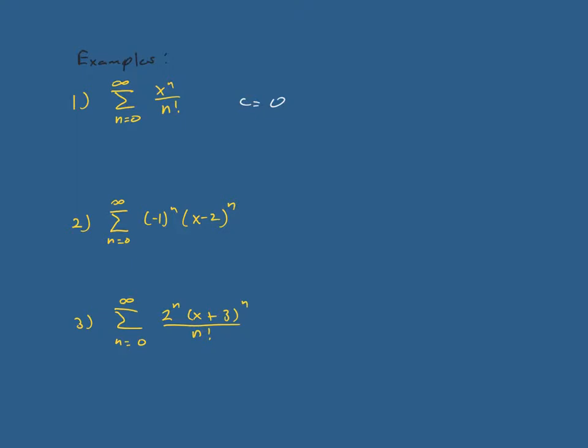In this next one, I have negative 1 to the n times (x minus 2) to the n. So in this case, c would be equal to 2. And in the third one here, I have 2 to the n, (x plus 3) to the n over n factorial. In that case, c is equal to negative 3. So those would be the center values of those.